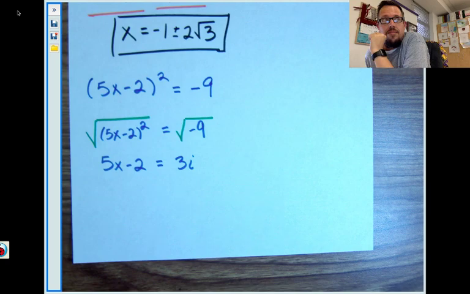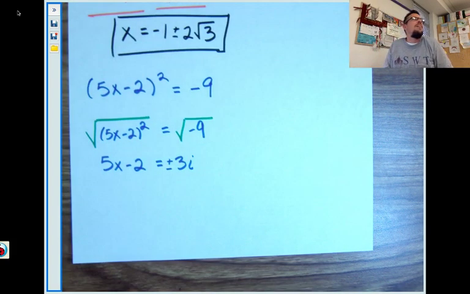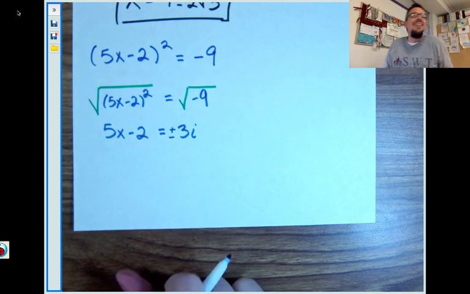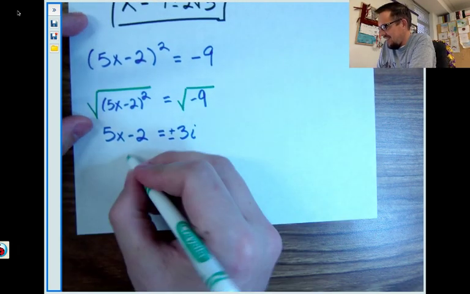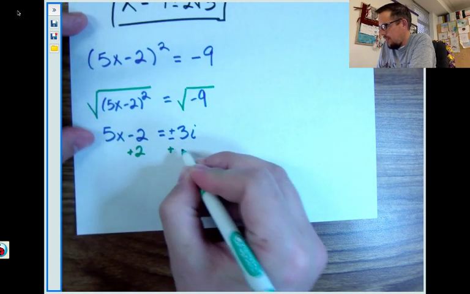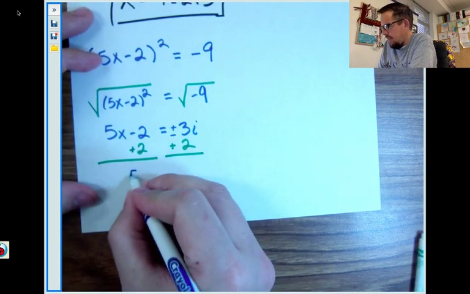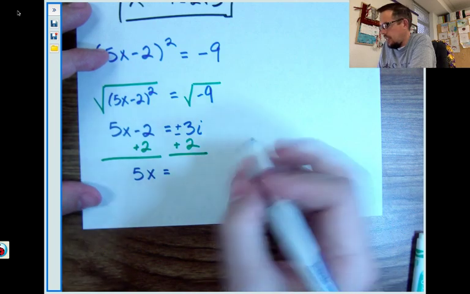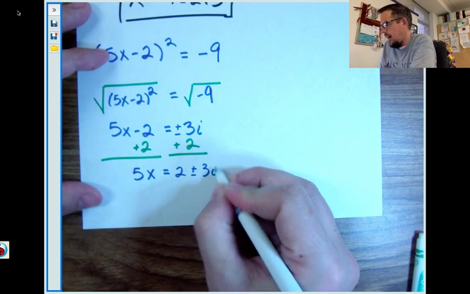Is it negative 3? Yeah, positive and negative 3i. When you take the square root, you get both. Now what would you like to do? Now we can add 2. So over here we get 5x, and we cannot combine the 2 and the i. Those aren't like terms, so we'll just do 2 plus or minus 3i.